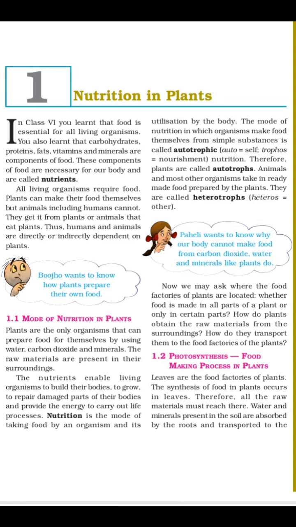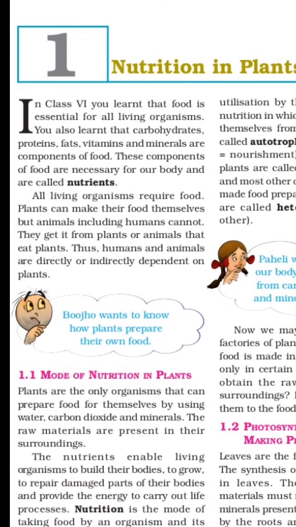Today I am going to start your first chapter, and the chapter name is Nutrition in Plants. In class 6, you learned that food is essential for living organisms. You also learned that carbohydrates, proteins, fats, vitamins, and minerals are the components of food. These components of food are necessary for our body and are called nutrients.